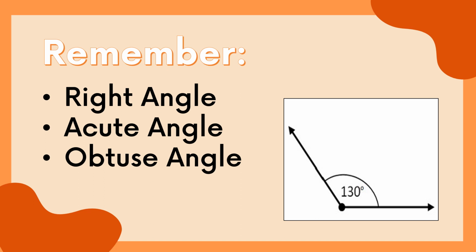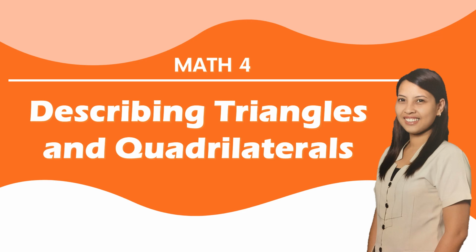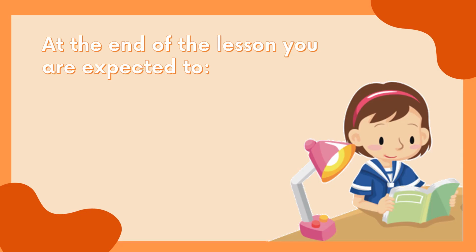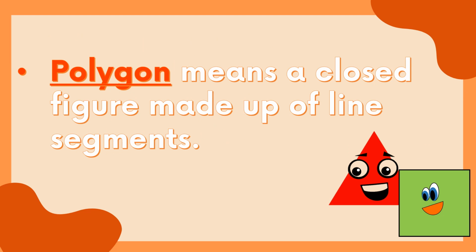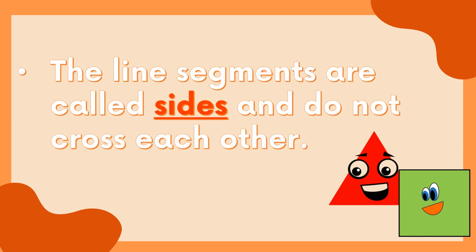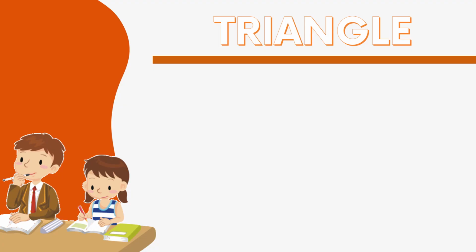So I think you are now ready with our last lesson for this week. Our last lesson for this week is describing triangles and quadrilaterals. At the end of the lesson, you're expected to describe the properties of triangles and quadrilaterals using concrete objects or models. So, let us first define what is a polygon. Polygon means a closed figure made up of line segments. The line segments are called sides and do not cross each other.